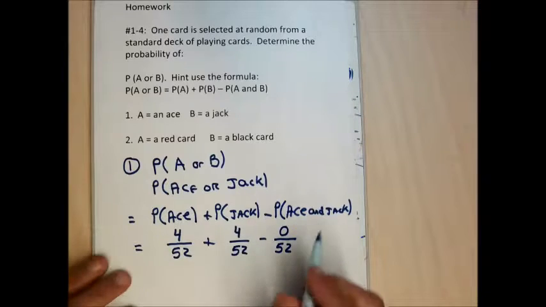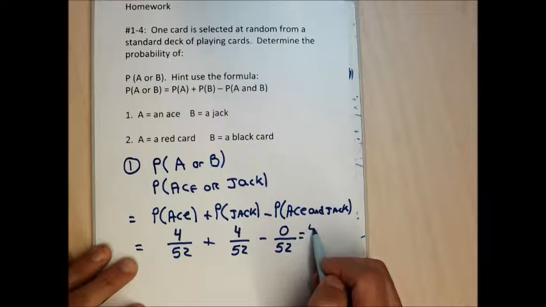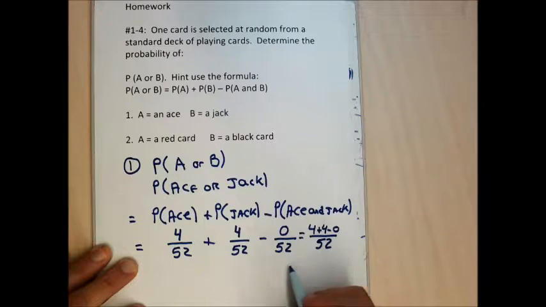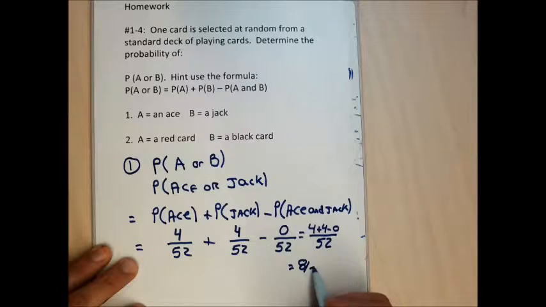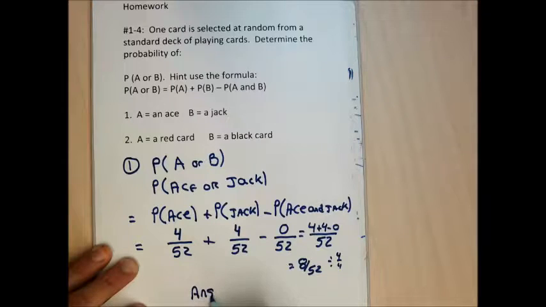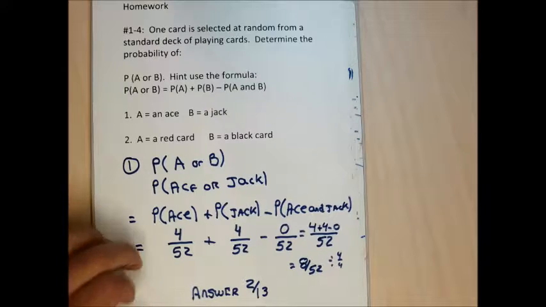So my answer to this is going to be 4 plus 4 minus 0 over 52. That reduces to 8 over 52. And then I'm going to divide the numerator and the denominator by 4. And I'm going to say the answer for problem 1, the probability of getting an ace or a jack: 8 divided by 4 is 2, 52 divided by 4 is 13. I'm going to say it's 2 over 13.